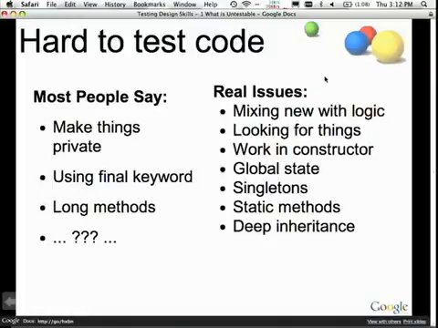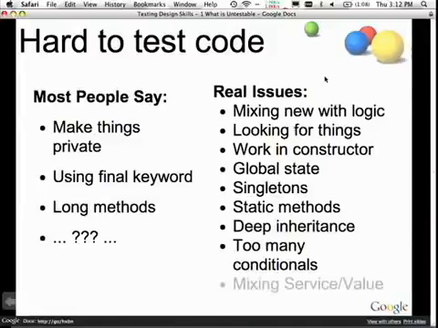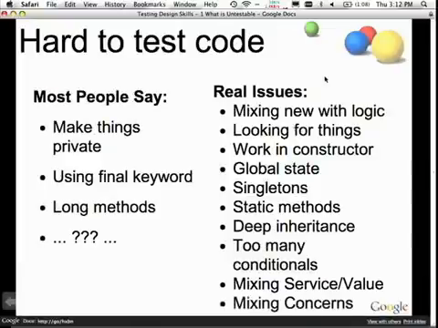So notice these two lists. Most people actually cannot answer the question of what makes code hard to test, even though we do this all the time. So we want to talk about this a little further. Oh yeah, and the last one I forgot, our good old favorite, too many conditionals, which is the if statement. But anyway, let's get into this further. Oh wow, this is a really long list.